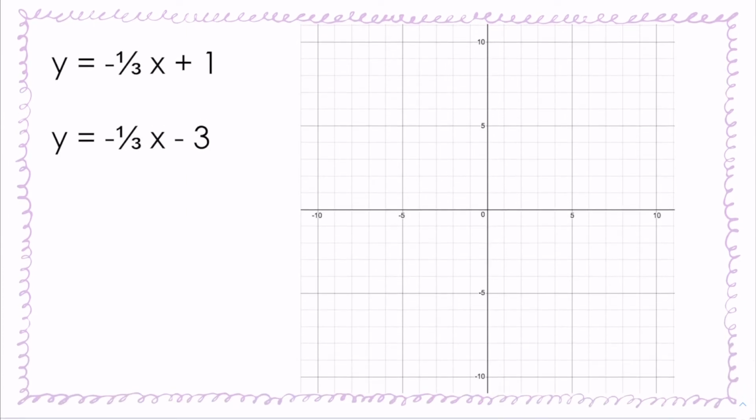All right, y equals -1/3 x plus 1. Plot our y-intercept at 1. Our slope takes us down 1, right 3. We can go the opposite direction as well. And that should be a decreasing line because it's a decreasing slope. All right, second equation. Y-intercept of -3, and our slope's going down 1, right 3.